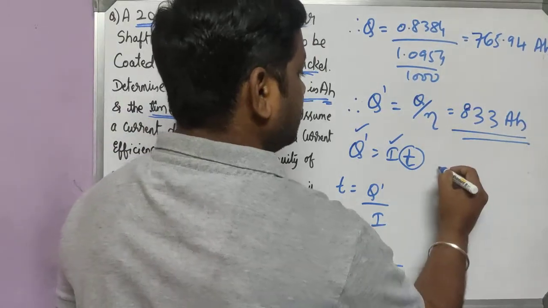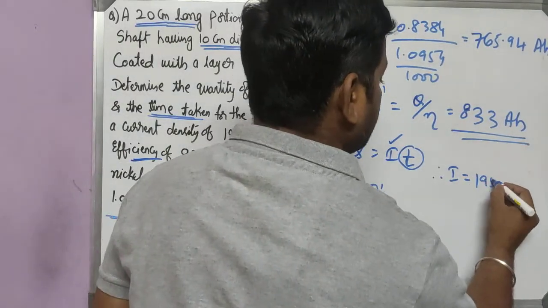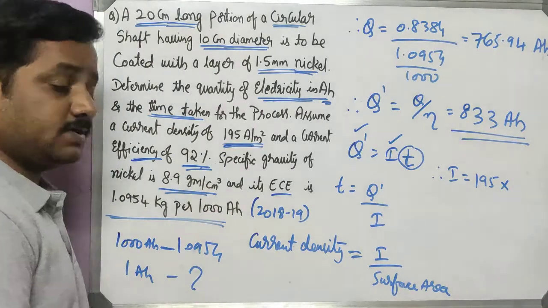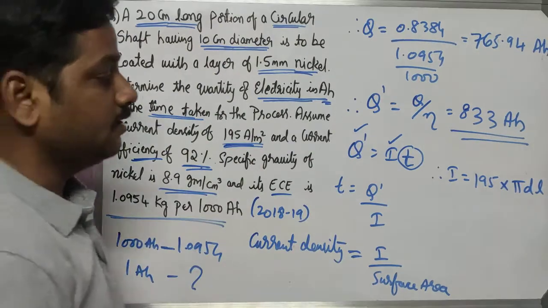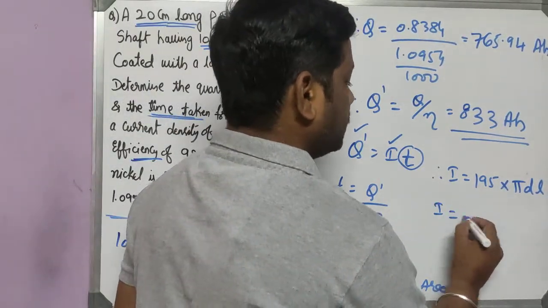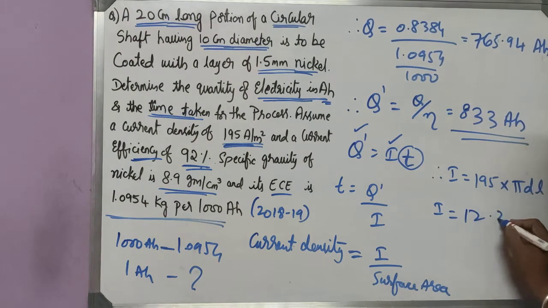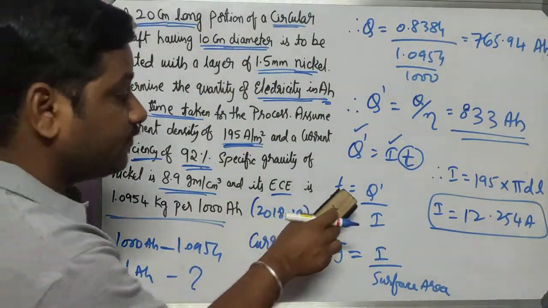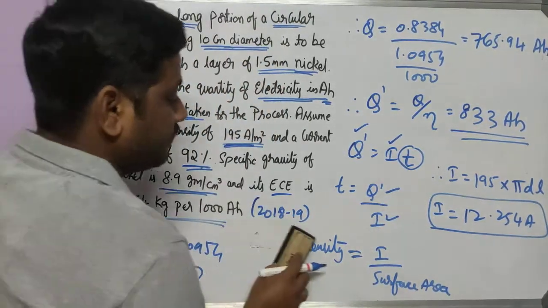Therefore, I is equal to current density, which is 195, and the surface area is pi dl. That itself is the surface area. I have not calculated it, just mentioned it as it is. Just substitute the values, pi dl. Once you simplify this, we get the current value, I equal to 12.254 amps. But my intention is not just to find the current, I need to find the time. So once after getting this current, substitute it here and get the value of time.